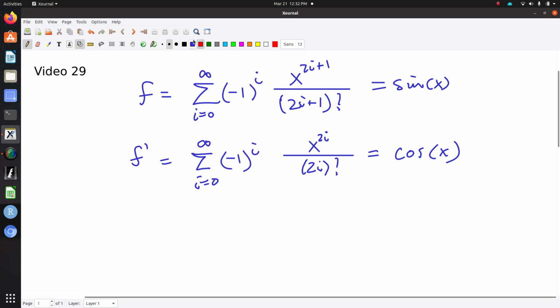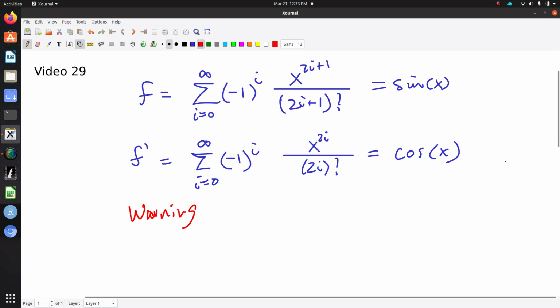Now, I want to give you a warning, okay? I just picked sine and cosine, and it turned out that I didn't have to worry about the i equals 0 term, because sine of x has no constant term. It starts with x, so the first piece that I see in cosine is 1, right? I see the derivative of x is 1. All right, so there was no problem.